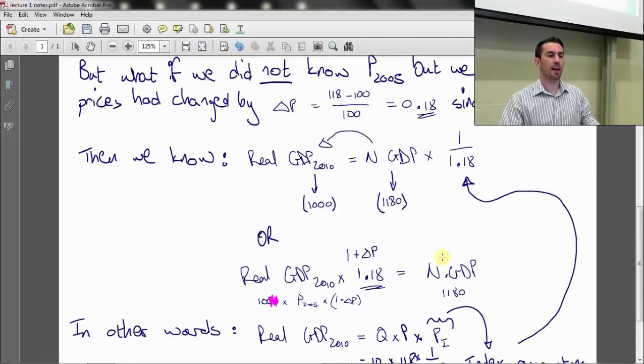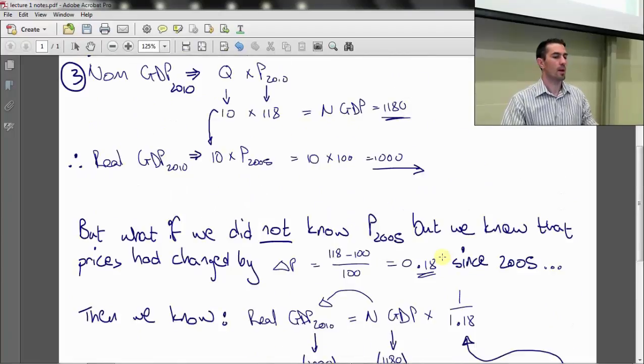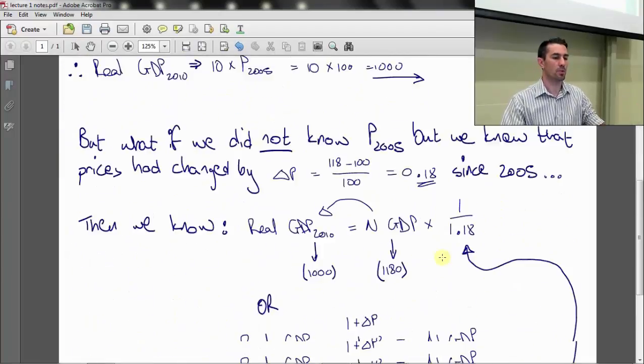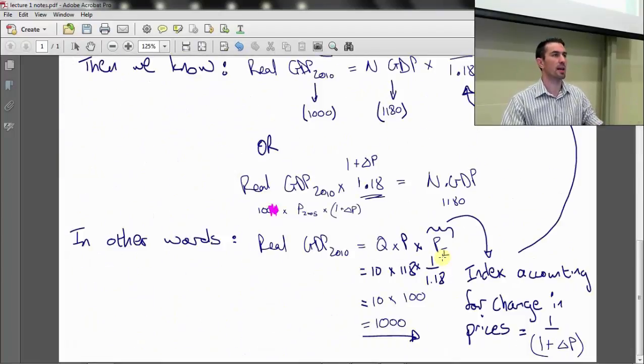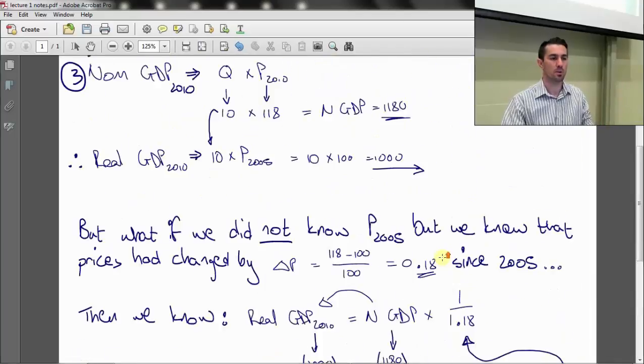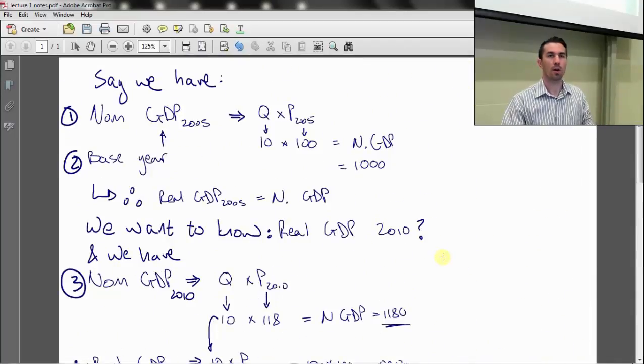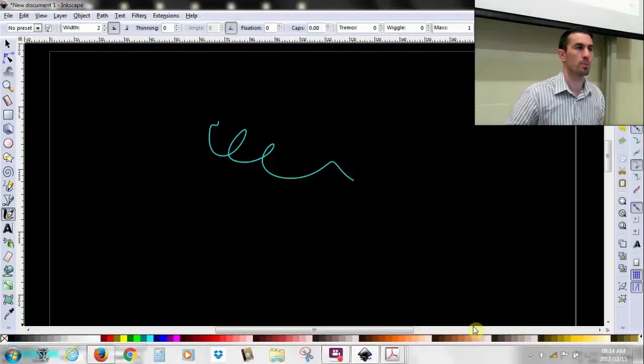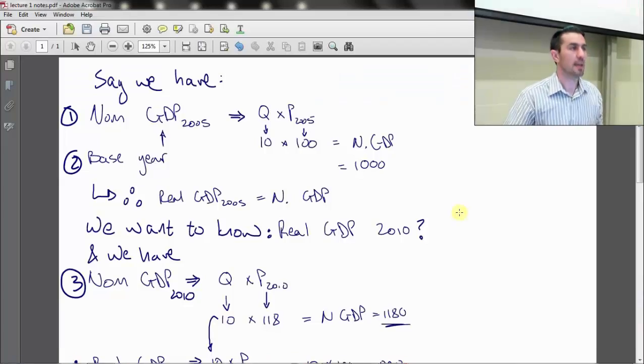But that is the relationship between real GDP and nominal GDP. Any number of different ways we could do the calculation. It's the intuition which is important, and hopefully it's the intuition which you now are comfortable with. Any questions? Sorry, let me leave that up there. Any questions on that?